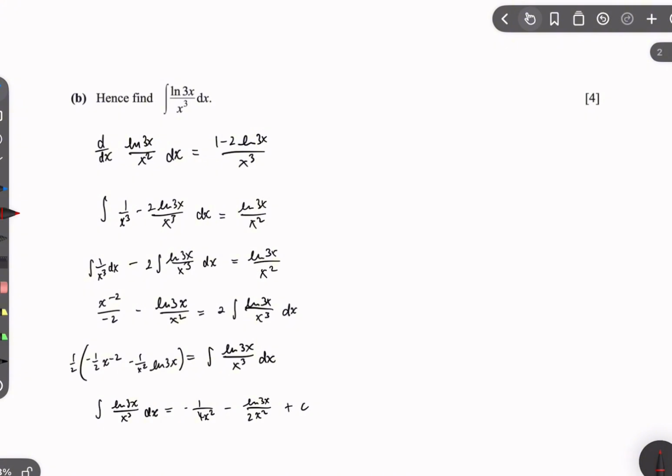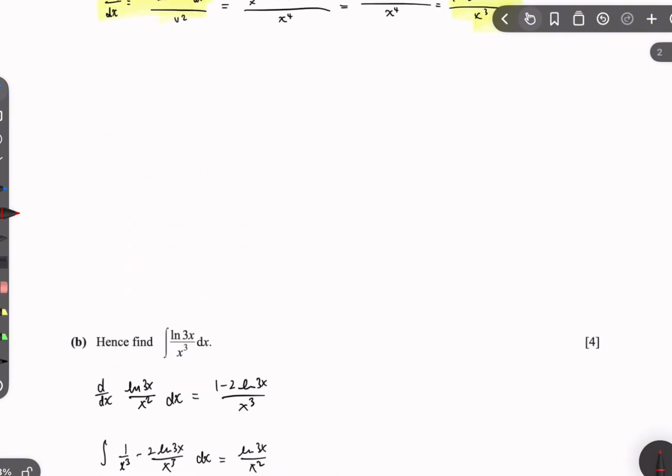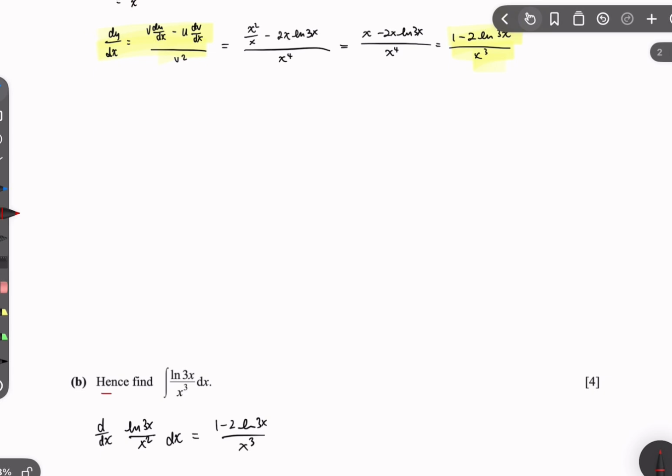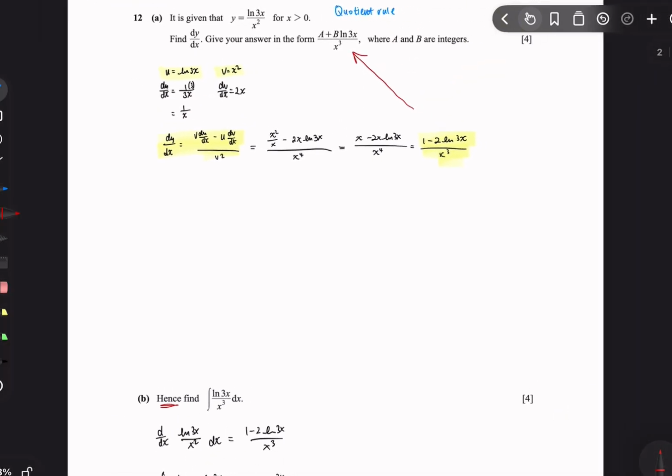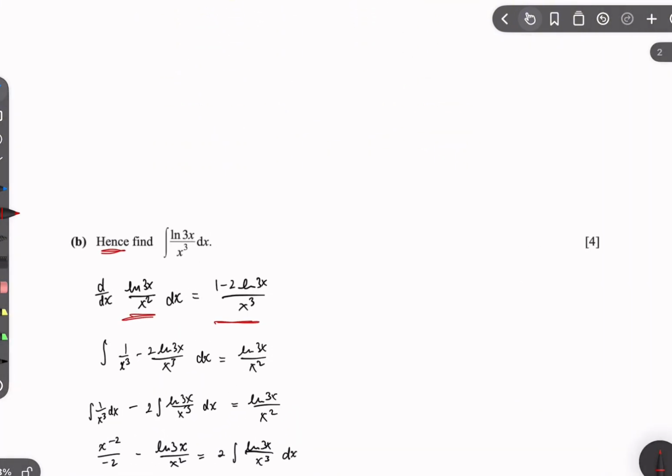Okay, part B of the question, hence find the integration of this. Since the question has hence, you should know that it's a continuation of part A of the question. So we can use part A to help us answer this question. From part A, we know that when you differentiate ln 3x over x squared, you will get this. So integrating this part will get you ln 3x over x squared.